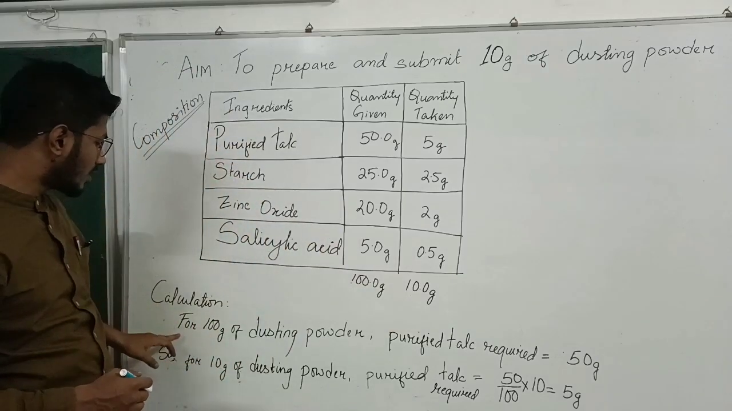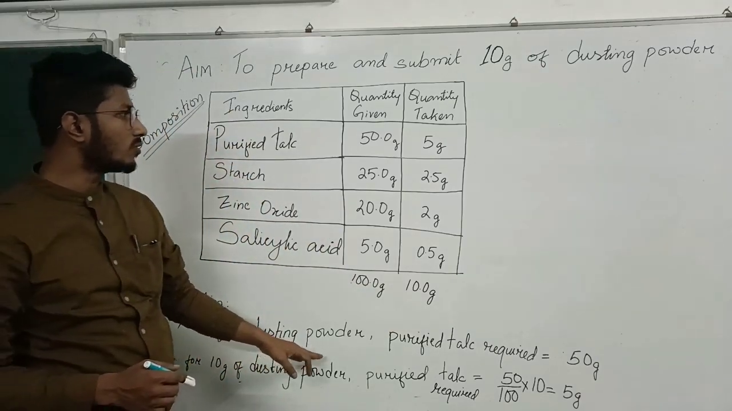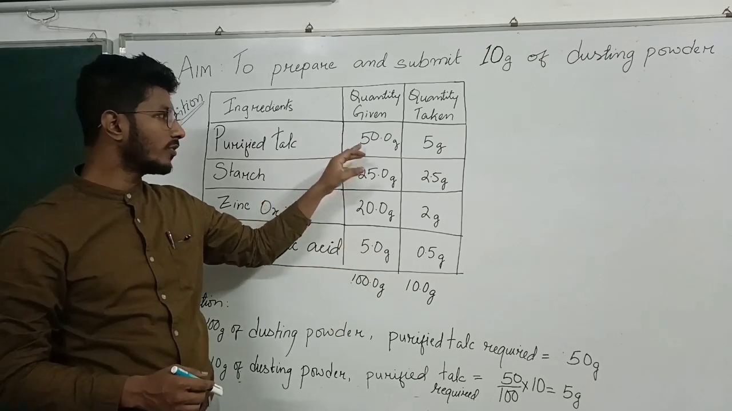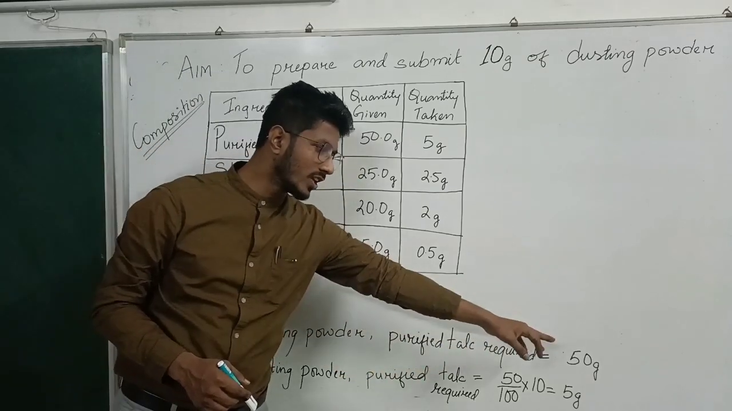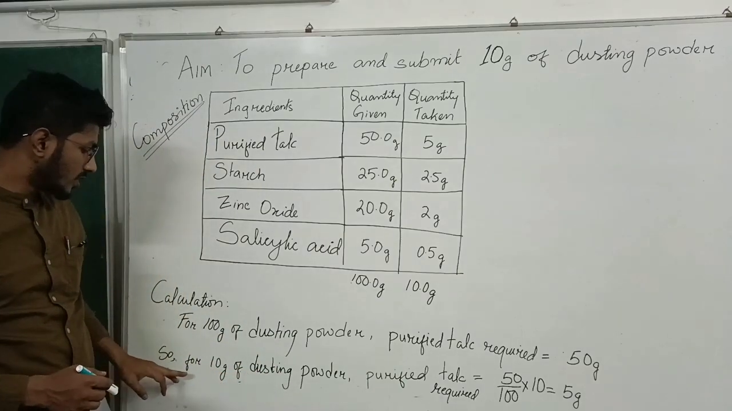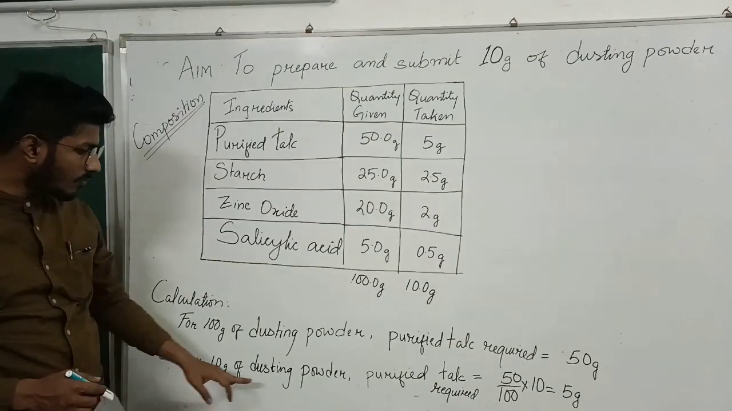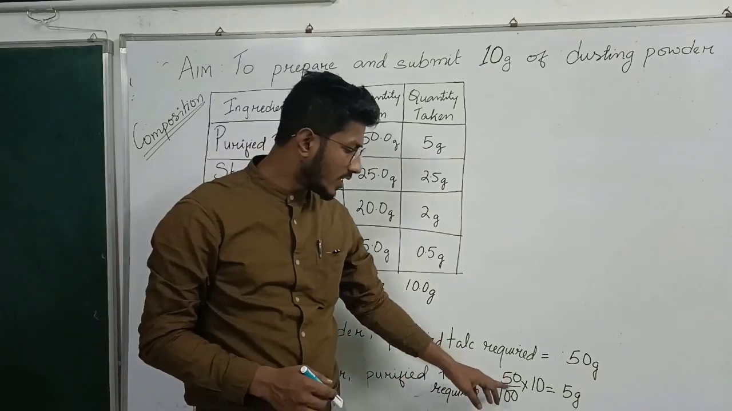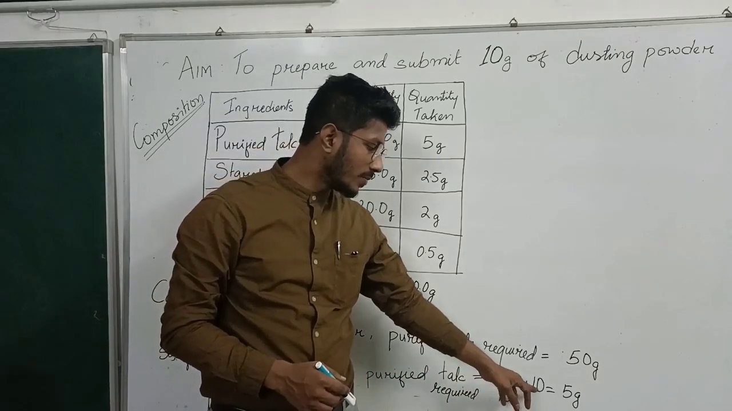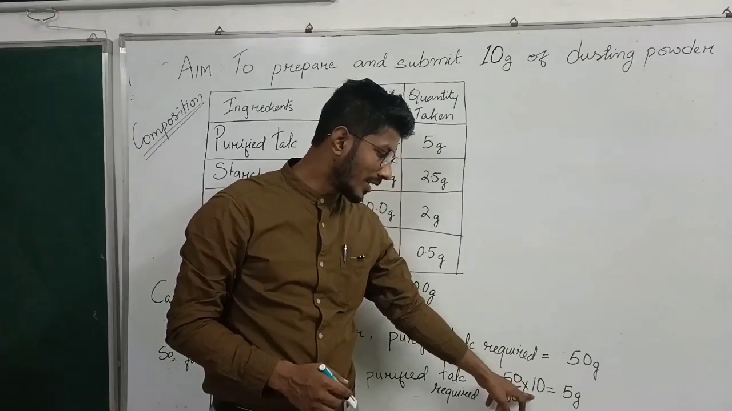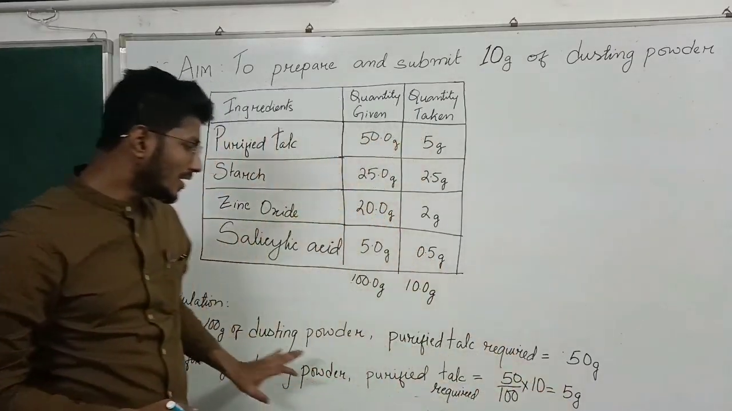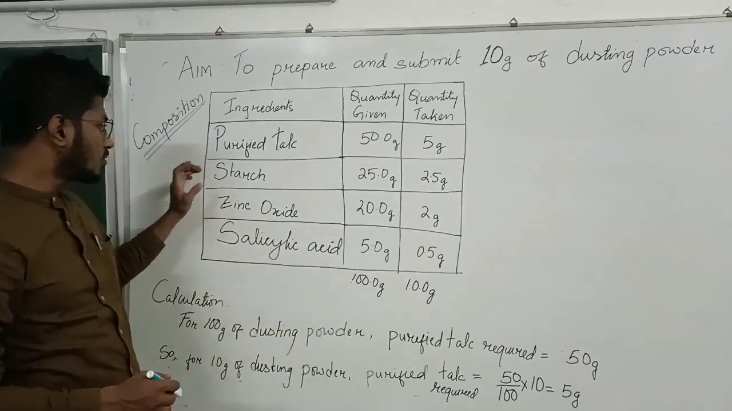So for purified talc, for 100 gram of dusting powder, the amount of purified talc required is 50 gram. Now, since we are preparing 10 gram, for 10 gram of dusting powder, purified talc that will be required will be 50 upon 100 multiplied by 10. Since we are preparing 10 gram, right? So the value of purified talc will be 5 gram. So using this formula, you can calculate for each of the ingredients.